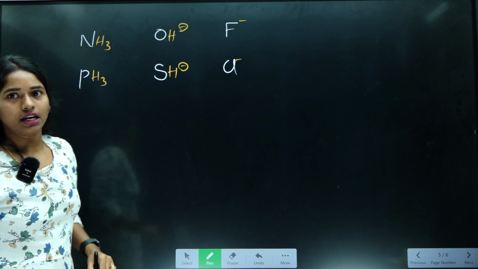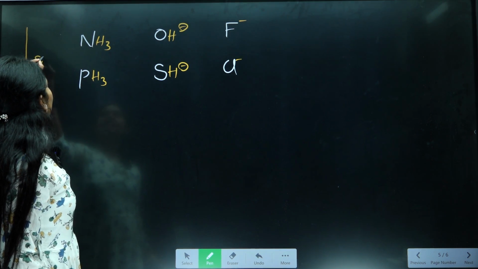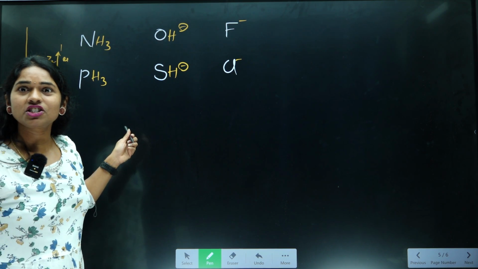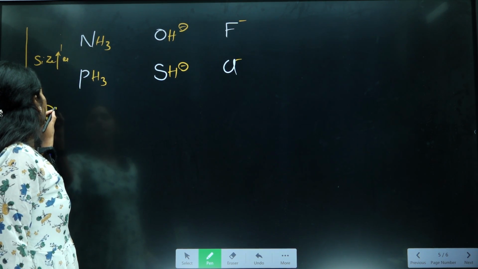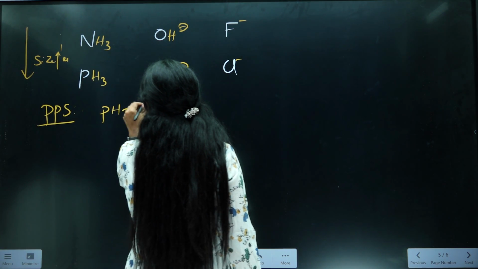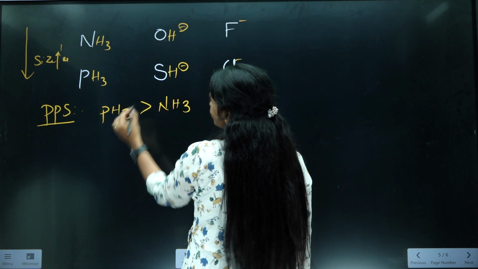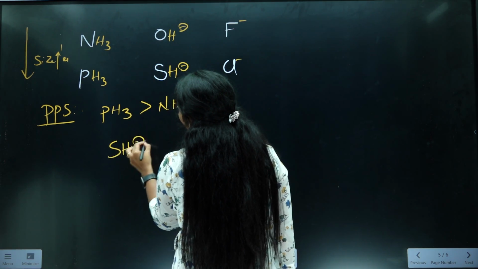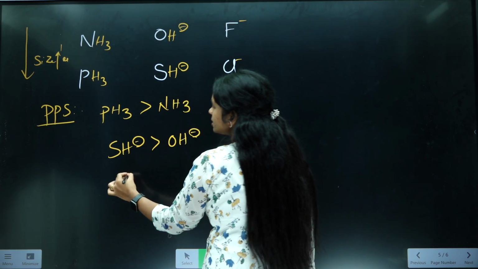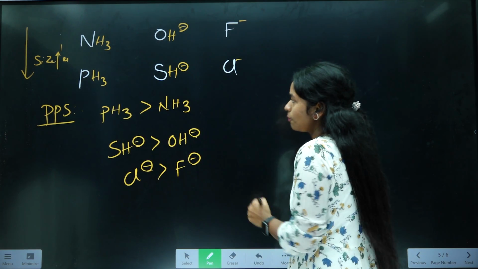Ammonia and PH3. Top to bottom, what happens to the size? Top to bottom, size increases. So, in these two, which is a bigger size? PH3. So, polar protic solvent is given. Then PH3 is a better nucleophile than ammonia. In these two, oxygen, sulfur, which is bigger size? Sulfur. In these two, which is bigger size? Chlorine is a bigger size. So, this is about polar protic solvent.